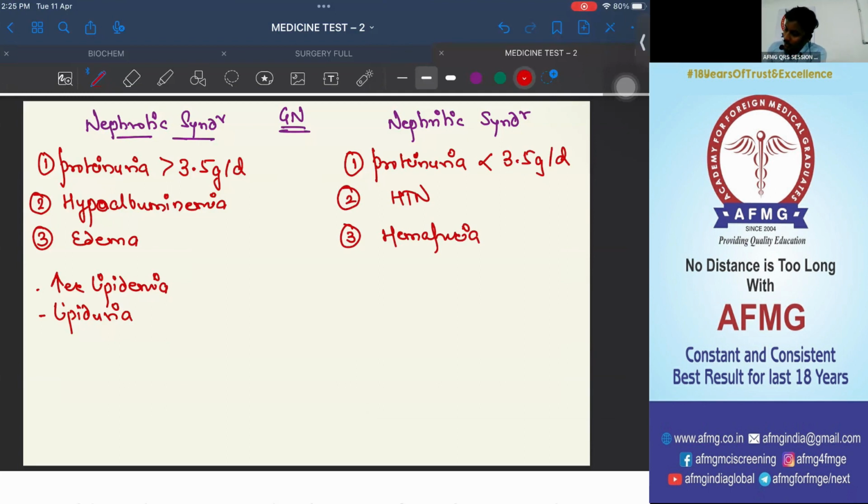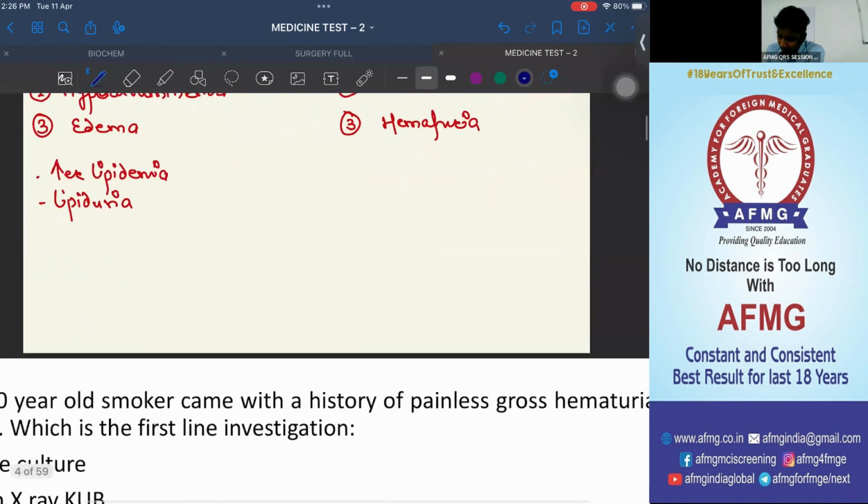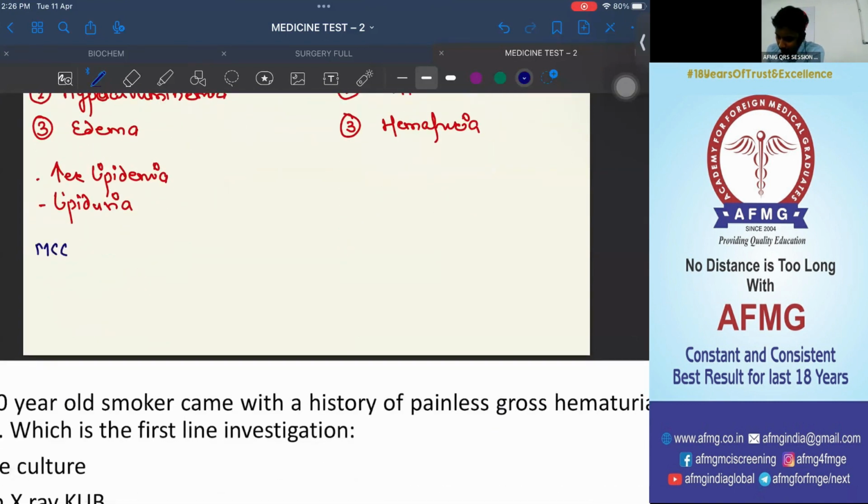Now if I ask you, what is the most common cause of nephrotic syndrome in adults? Most common cause of nephrotic syndrome in adults. What is the cause?